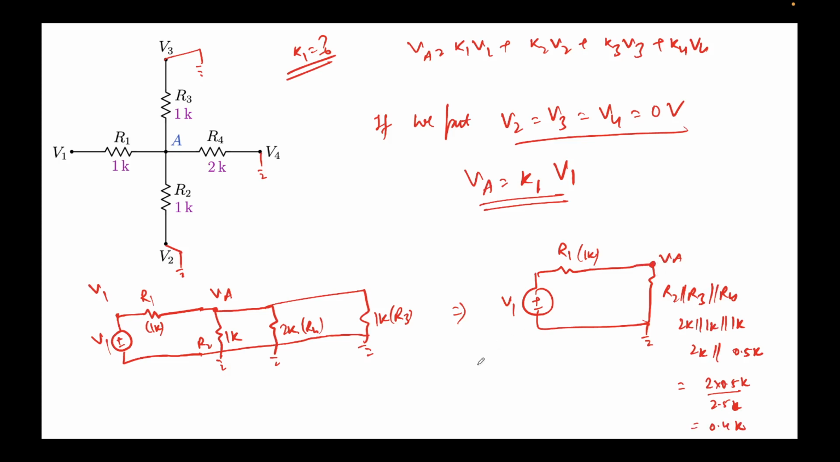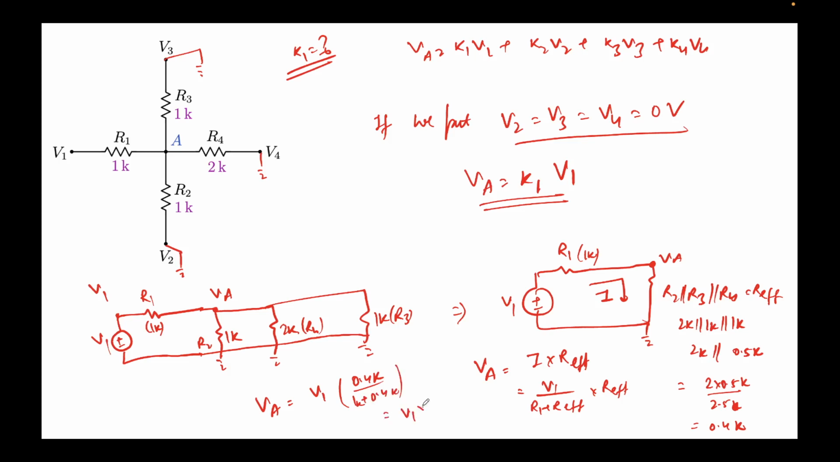Now this is just a simple potential divider. So I can simply say, again let's assume current I is flowing, VA will be equal to I times R effective. The value of I would be V1 divided by R1 plus R effective, times R effective. I'll write this over here. I ran out of space. So V1 will remain the same, and R effective is 0.4K divided by 1K plus 0.4K. So this will come out to be 0.4 by 1.4, which gives V1 into 2 by 7. So we have obtained that the coefficient K1 is 2 by 7.